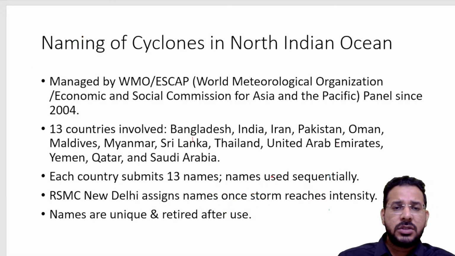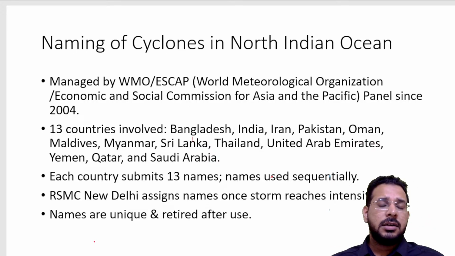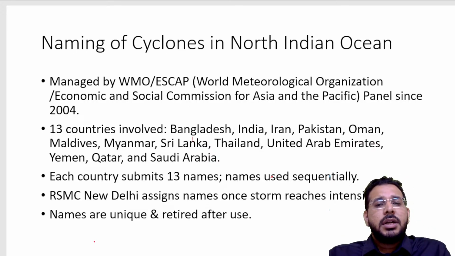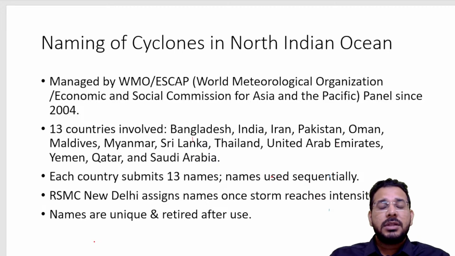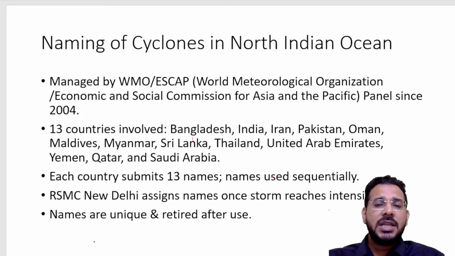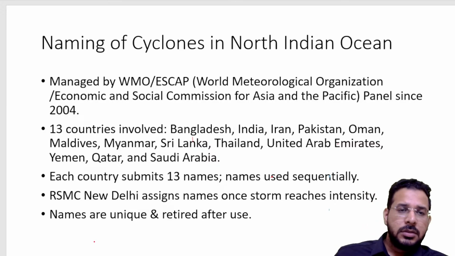So the present cyclone which is going on in Telangana and the Andhra regions, its name is Cyclone Montha. Who gave the name Montha? We have Cyclone Tauktae, Cyclone Amphan. So what are all these names? Who is giving these names? So let us understand.